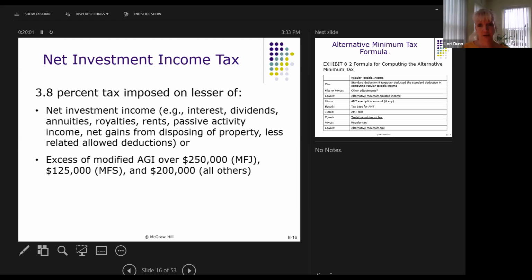$200,000 for single, take the amount above that, compare it to your net investment income, and it's the lesser of the two you'll pick. So your net investment income will be interest, dividends, annuities, rents, passive activity income, gains from disposing of property. Those are all your investment income items. Get that amount. Determine the amount your modified AGI is above those thresholds for your filing status. The lesser of those two amounts will be taxed at an additional 3.8%.